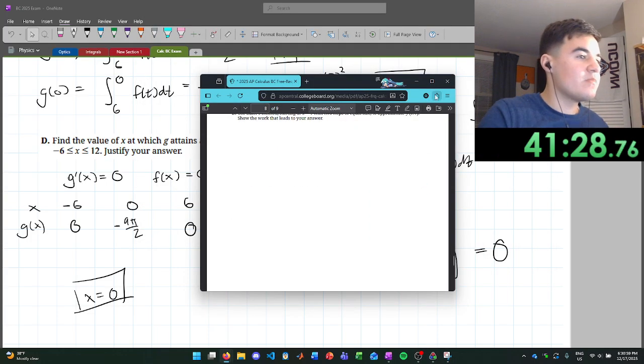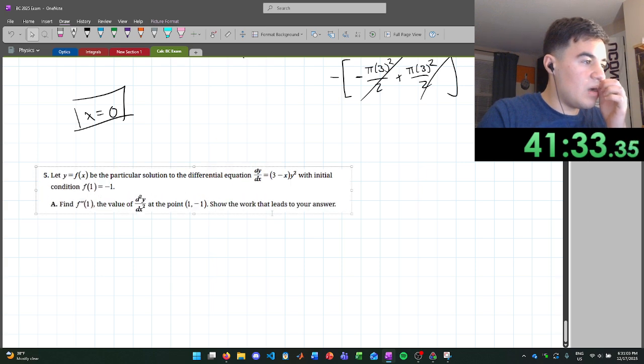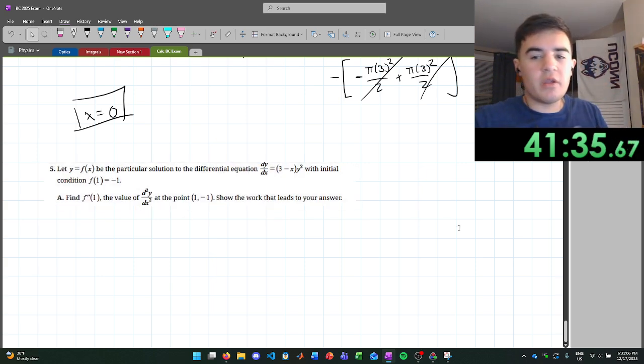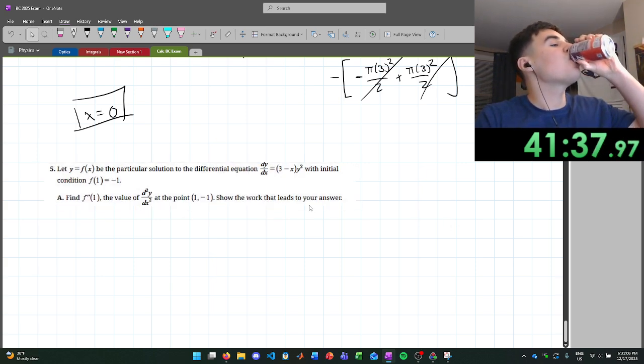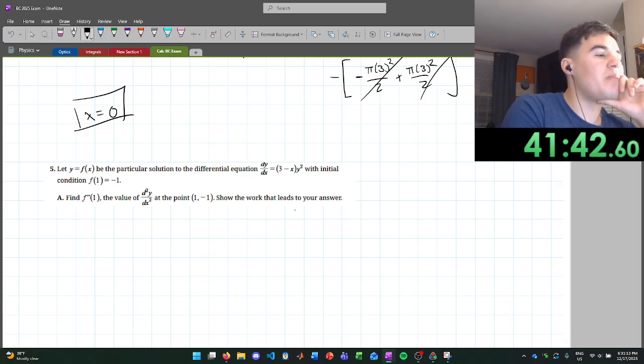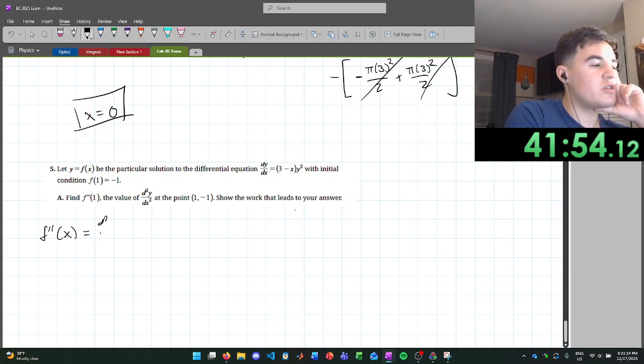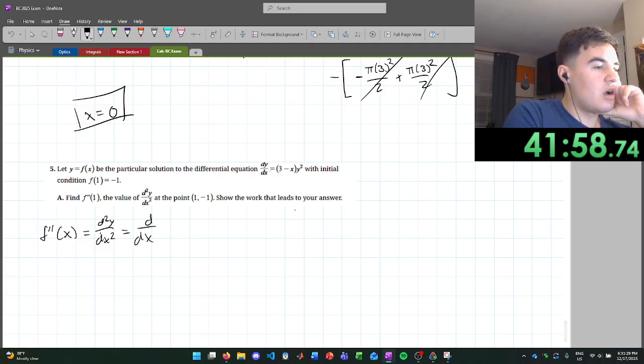Okay. So we get some cool equation. We get some real solution to our equation. Initial condition. Find f double prime. This is going to be the same thing as finding the derivative of dy dx. So find derivative dy dx, f double prime of x is going to equal d2y dx squared, which is equal to d dx of 3 minus x times y squared.